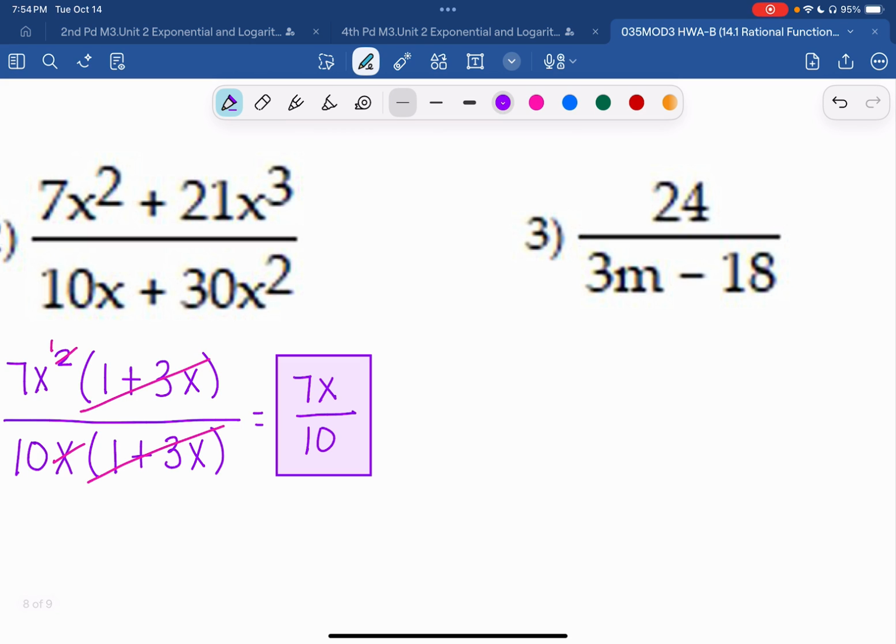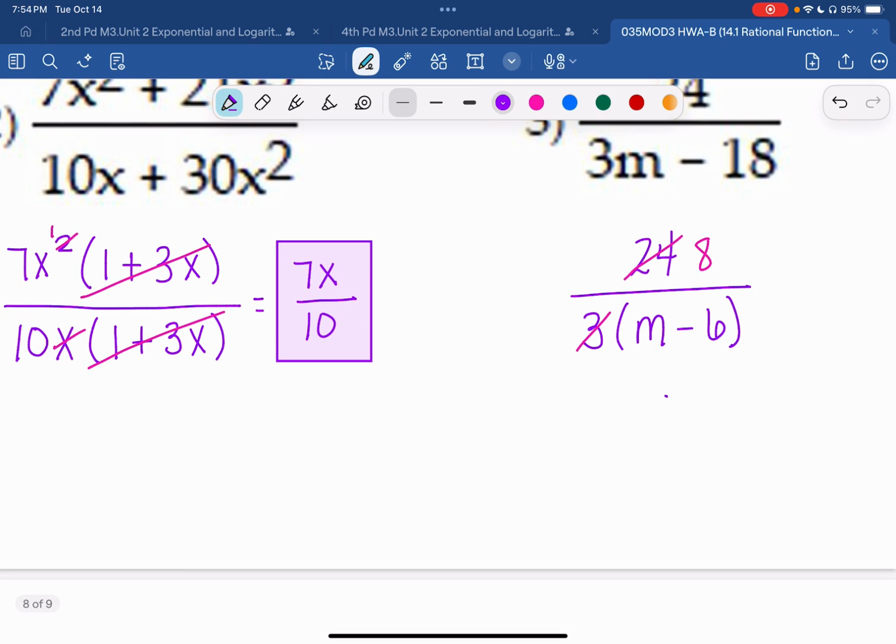Again, I'm going to try to factor if I can. I can't factor anything in 24, but I can factor that denominator. So we'll bring 24 down, and I can take a 3 out. That leaves me with m minus 6. So I can simplify that 24 and that 3 because I can take a 3 out, and 24 would become 8. And that's all I can really do on this one. So I've got an 8 over m minus 6.